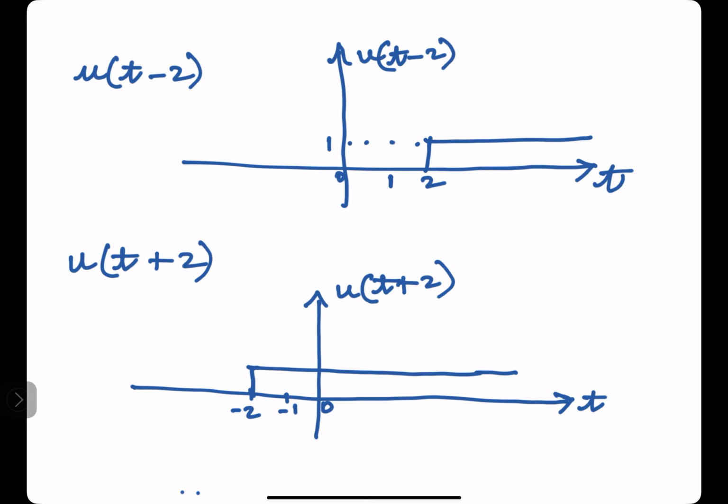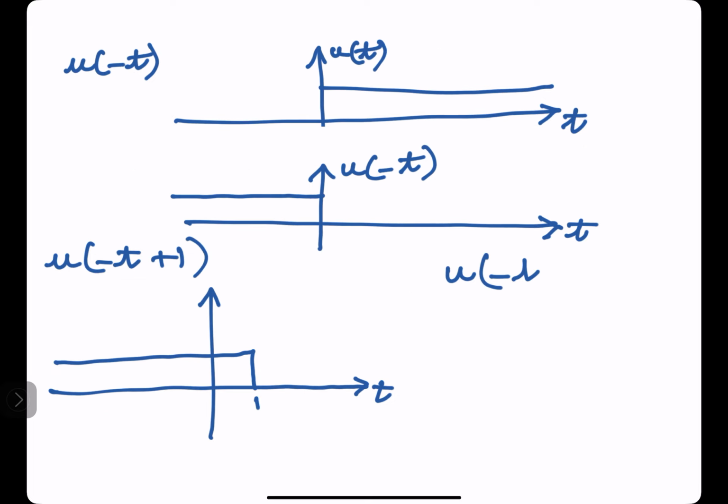Now, in this section, we will discuss the time shifting operations on u of t. The basic time shifting operations are delay and advance. Here, u of t minus 2 delays the signal by 2 units. From this u of t, from 0 to 2 units, it will delay the signal. Whereas if we put u of t plus 2, it will advance the signal by 2 units.